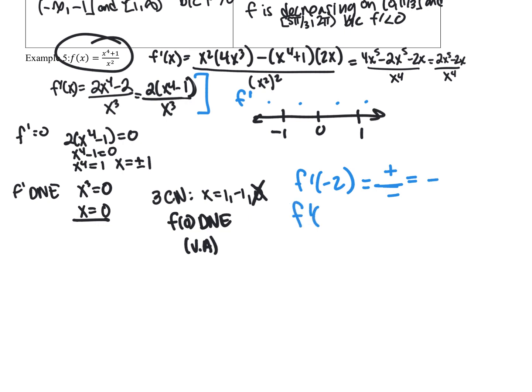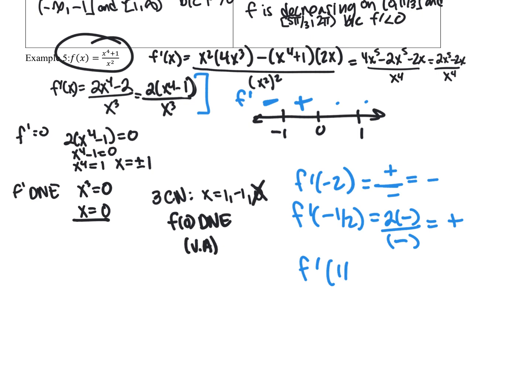F prime, something between -1 and 0. Let's do -1/2. Plug that into x to the 4th, and that's actually going to become like a really small number. Subtract 1. It's going to be positive, but it's going to be way smaller than 1. So we'll have 2 times a negative over a negative when you cube it. So that will be a positive number. F prime, so we have negative, positive.